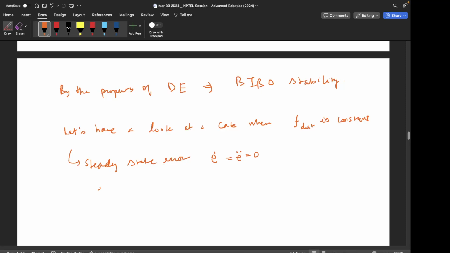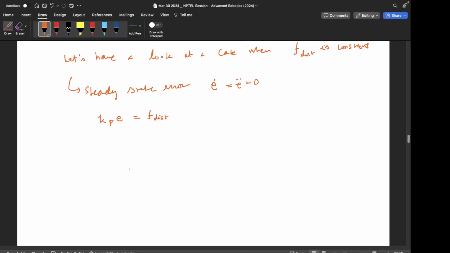So the above equation, what does it become? Only this term remains non-zero, and this is f dist, right? So the steady state error is this, and you see that the higher the value of kp, the lower the steady state error.